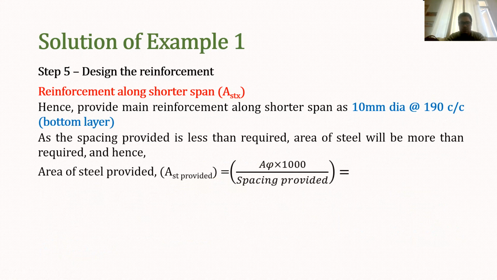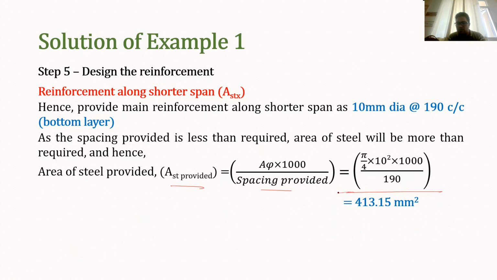So therefore, first we will calculate the area of steel provided, which is Ast into 1000 upon spacing provided. So putting the value here, we get the area of steel provided as 413.15 mm square. So you see, area of steel required was 402, but we have provided 413 here, which is okay.